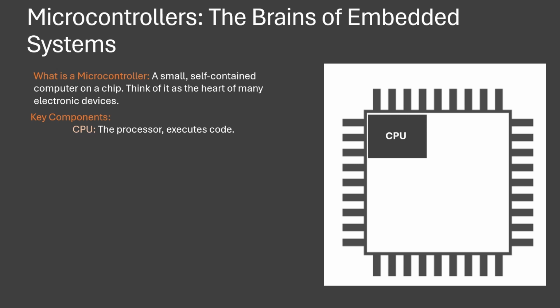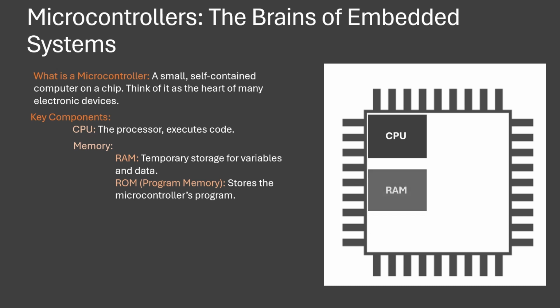Now, what are the key components of microcontrollers? The first one we have is the CPU, and it's simply the processor that executes the code. One thing you should know is that in the microcontroller, all the necessary components are in a single chip, unlike a microprocessor that we're going to be looking at later. Another thing we have inside the microcontroller is the memory. We have the RAM, which is the temporary storage for variables and data, and then we have the ROM, which stores the microcontroller's program.